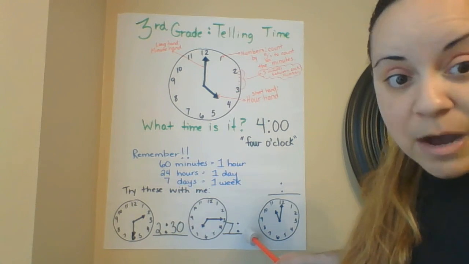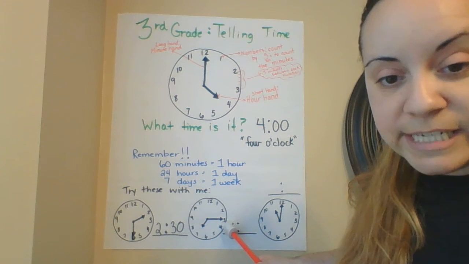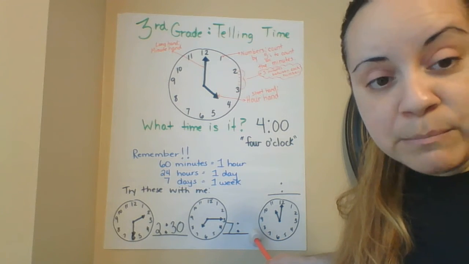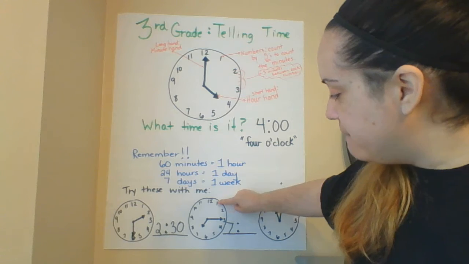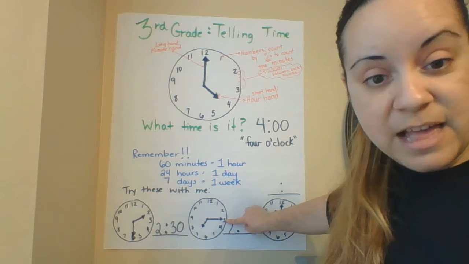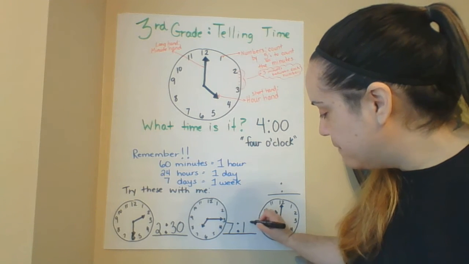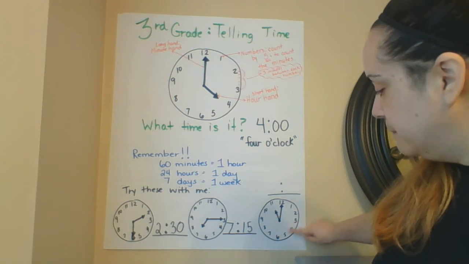Now I need to find out what the minute hand says. My long hand is pointing to the 3. It's not 7:03. Remember, I have to count by 5s. Do it with me. 5, 10, 15. So the time is 7:15. Good job. All right, one more.